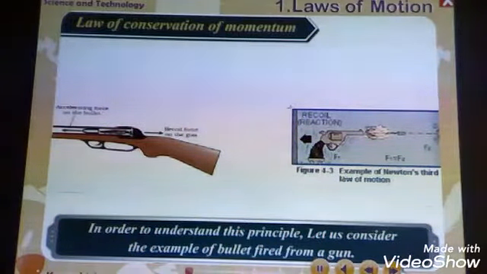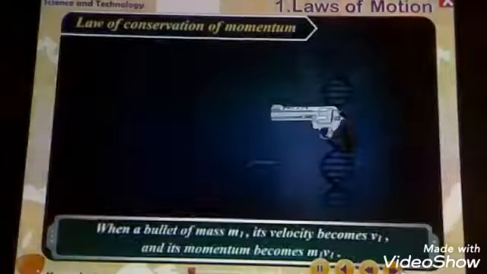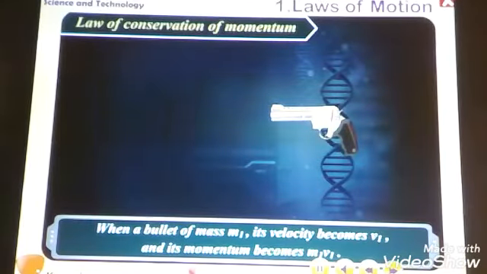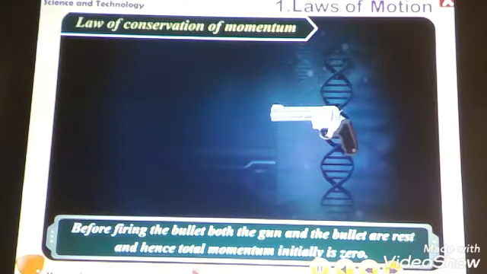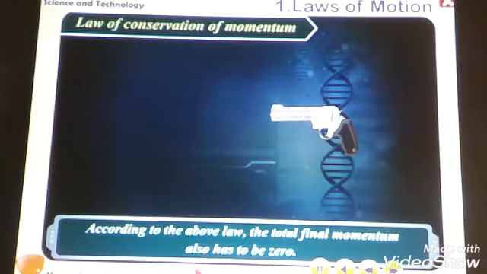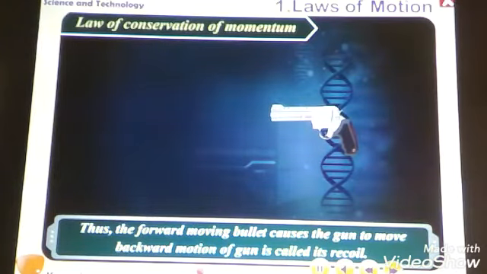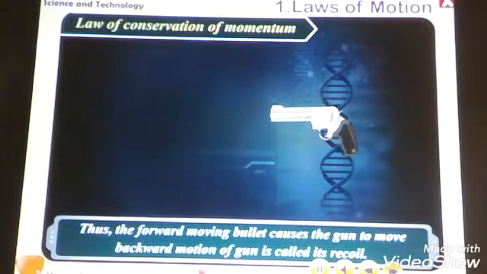In order to understand this principle, let us consider some examples, that is, the firing of a bullet from a gun. When a bullet of mass m1 is fired, its velocity becomes v1 and its momentum becomes m1 into v1. Before firing the bullet, both the gun and the bullet are at rest. Hence, the total momentum initially is 0. According to the above law, the total final momentum is also 0. Thus, the forward moving bullet causes the gun to move backward. The backward motion of the gun is called its recoil.